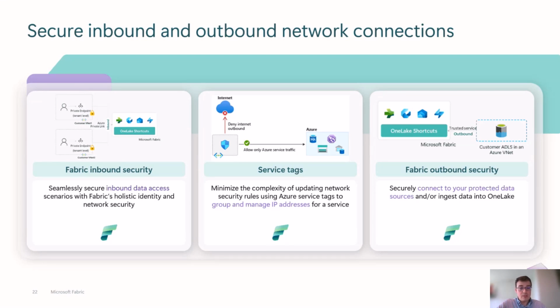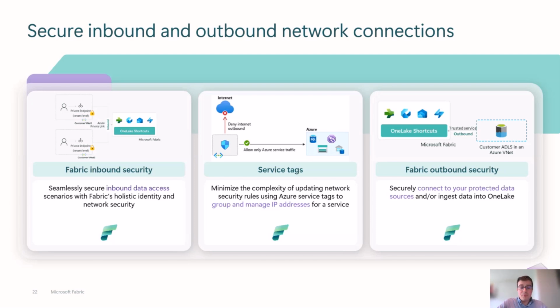up for Fabric. When we talk about service tags, this is a feature of Azure where you are able to group IPs together to make changes to them without having to manage every single IP address in terms of the whitelisting for Fabric to be able to access Fabric. So this is a feature that you can also leverage for Fabric.